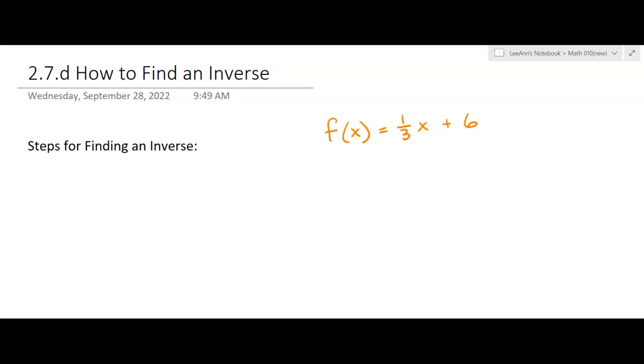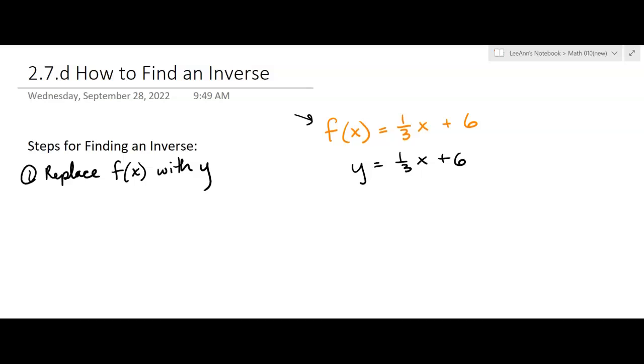So the first step is you replace f of x with y. So we're going to rewrite this function as y equals 1/3 x plus 6. Now remember, our goal here is to find the inverse of the original function. Okay, so this is the original function, and we're trying to find the inverse.